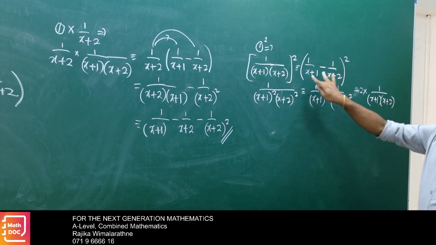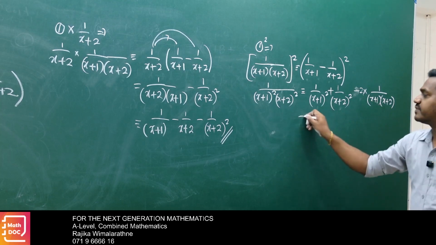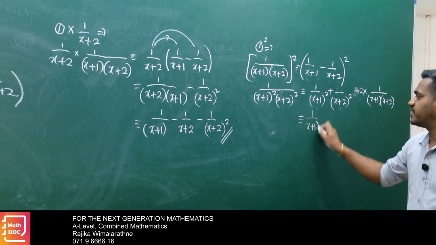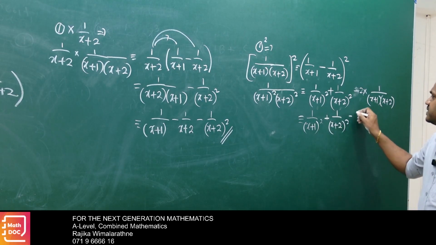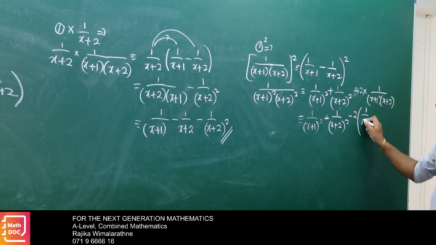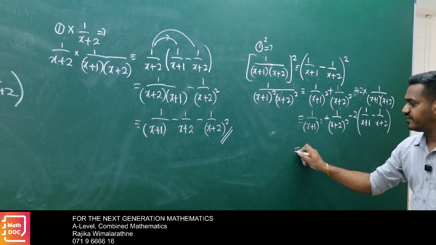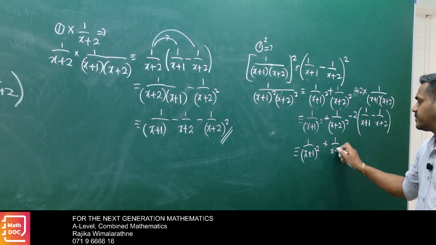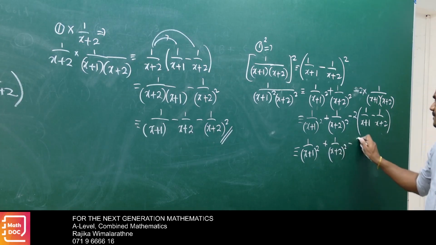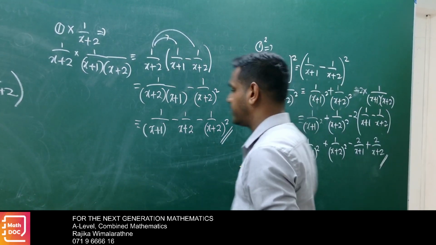Here binomial: a minus b squared equals a squared plus b squared minus 2ab. 1 over x plus 1 squared, 1 over x plus 2 squared. Then for this one, write 1 over x plus 1 minus 1 over x plus 2. Now we got partial fractions: 1 over x plus 1 squared, 1 over x plus 2 squared, minus 2 over x plus 1, plus 2 over x plus 2. Complete.